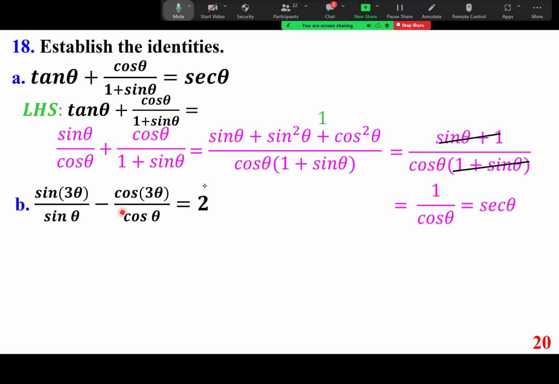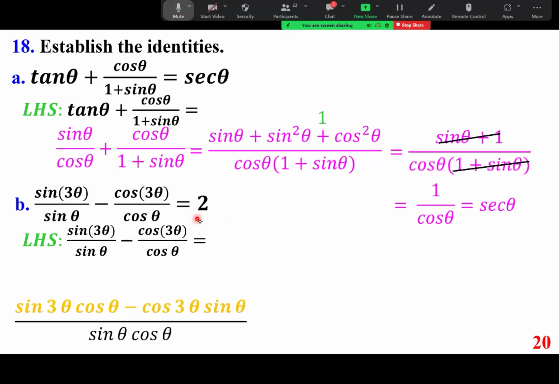Now, sine of 3 theta over sine theta minus cosine 3 theta over cosine theta. We want to prove it's equal to 2. Again, we start with the more complicated side, the left-hand side. We take a common denominator of sine theta cosine theta, and we multiply this one by this one. We get sine 3 theta cosine theta minus, we multiply these two, cosine 3 theta sine theta, in any order you want to write.